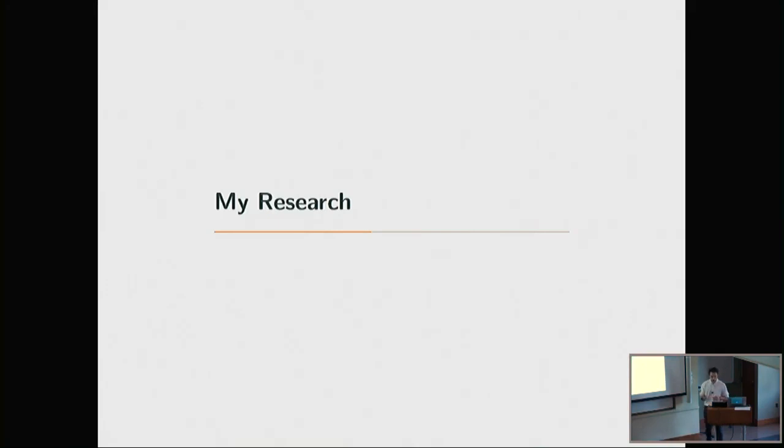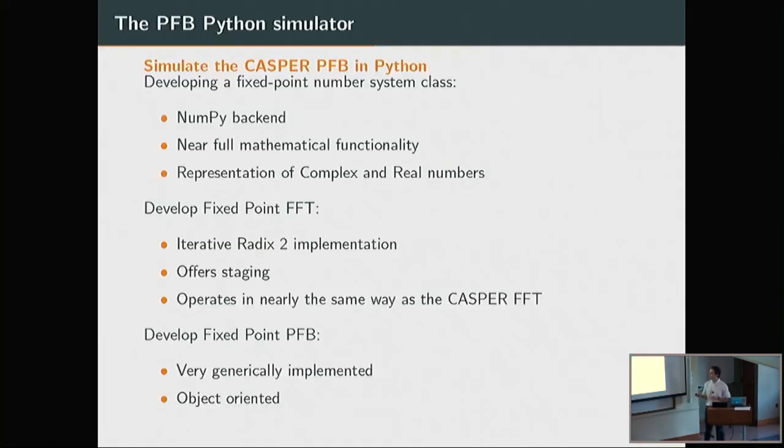So my research last year, I presented on a fixed point simulator that I'd built for the polyphase filter bank in Python. Developing this fixed point simulator required developing a fixed point number system, because there's none in Python. And this had to have a NumPy backend to make it a little bit faster. It had to have near full mathematical functionality. I had to be able to represent complex numbers and real numbers. And then off of that, I developed a fixed point FFT, as I showed, I showed the algorithm for that.